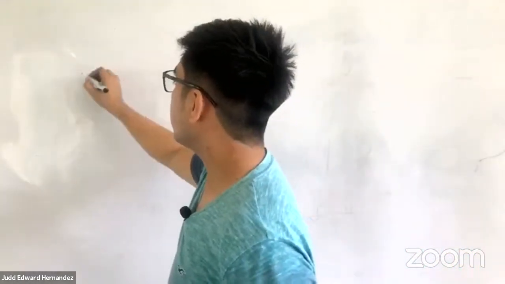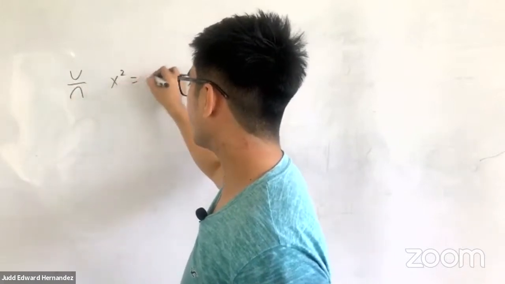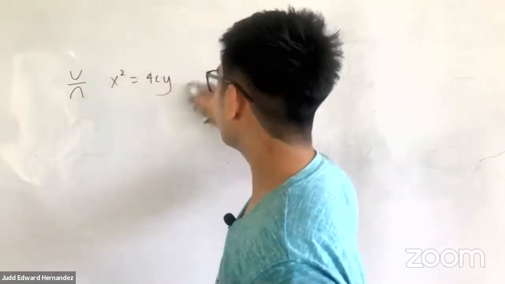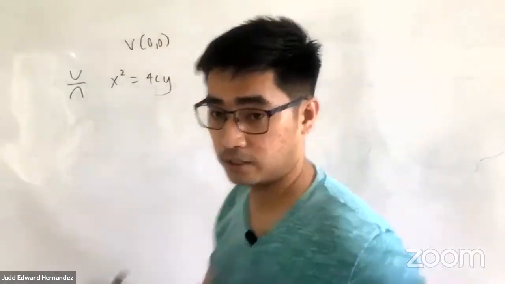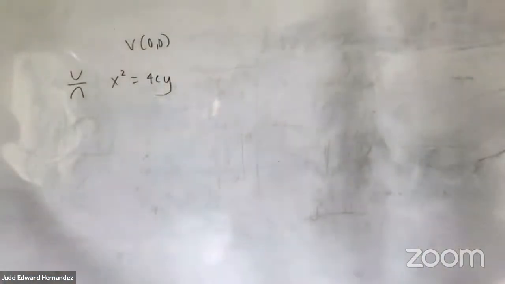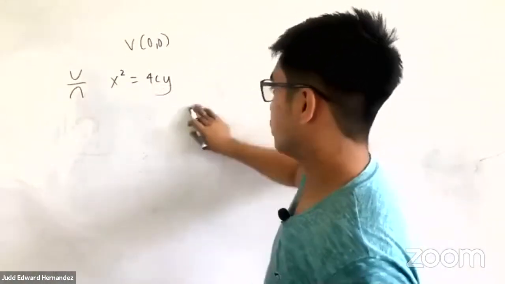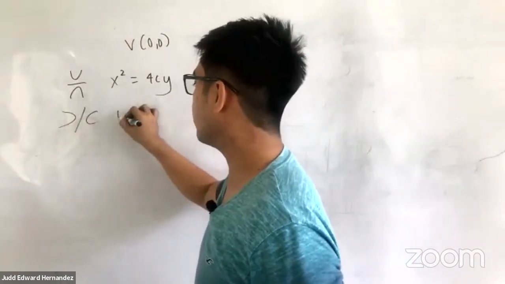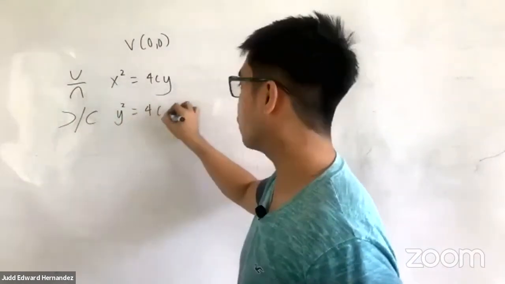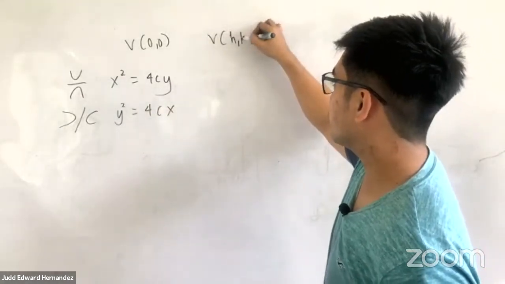So sa kanina, if the parabola is opening upward or downward, we have the equation x squared is equal to 4cy. Therefore, this is the vertex located at the origin. Okay? So, vertex located at the origin. So, we also have parabola opening to the left or to the right. We have an equation y squared is equal to 4cx. What if the vertex now is located at h, k?